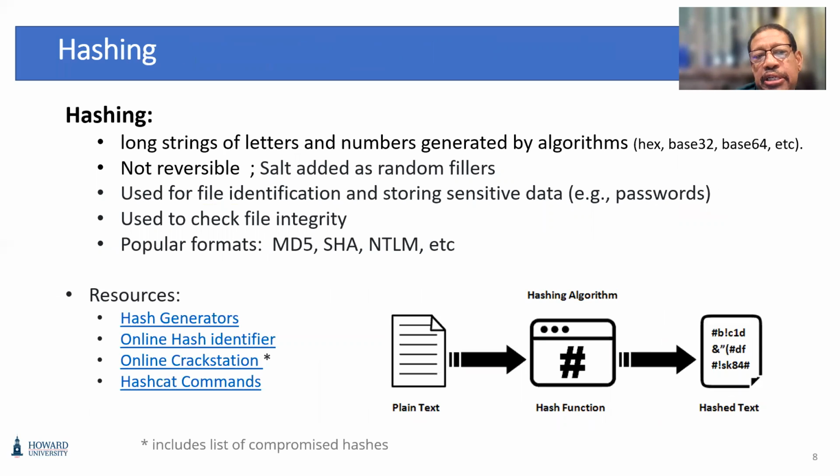Switching to hashing. Hashing, again, is a way of verifying the integrity of a file. It is a long string of characters that is generated by an algorithm. The algorithm is a one-way algorithm. It is not reversible, so there's no way to go from the answer back to the source data. They also add random characters, which we call salt. Random characters are added to the hash to make it even more difficult to figure out what the source was. It's used to identify files, to verify files have not been changed, and to store sensitive data like passwords.